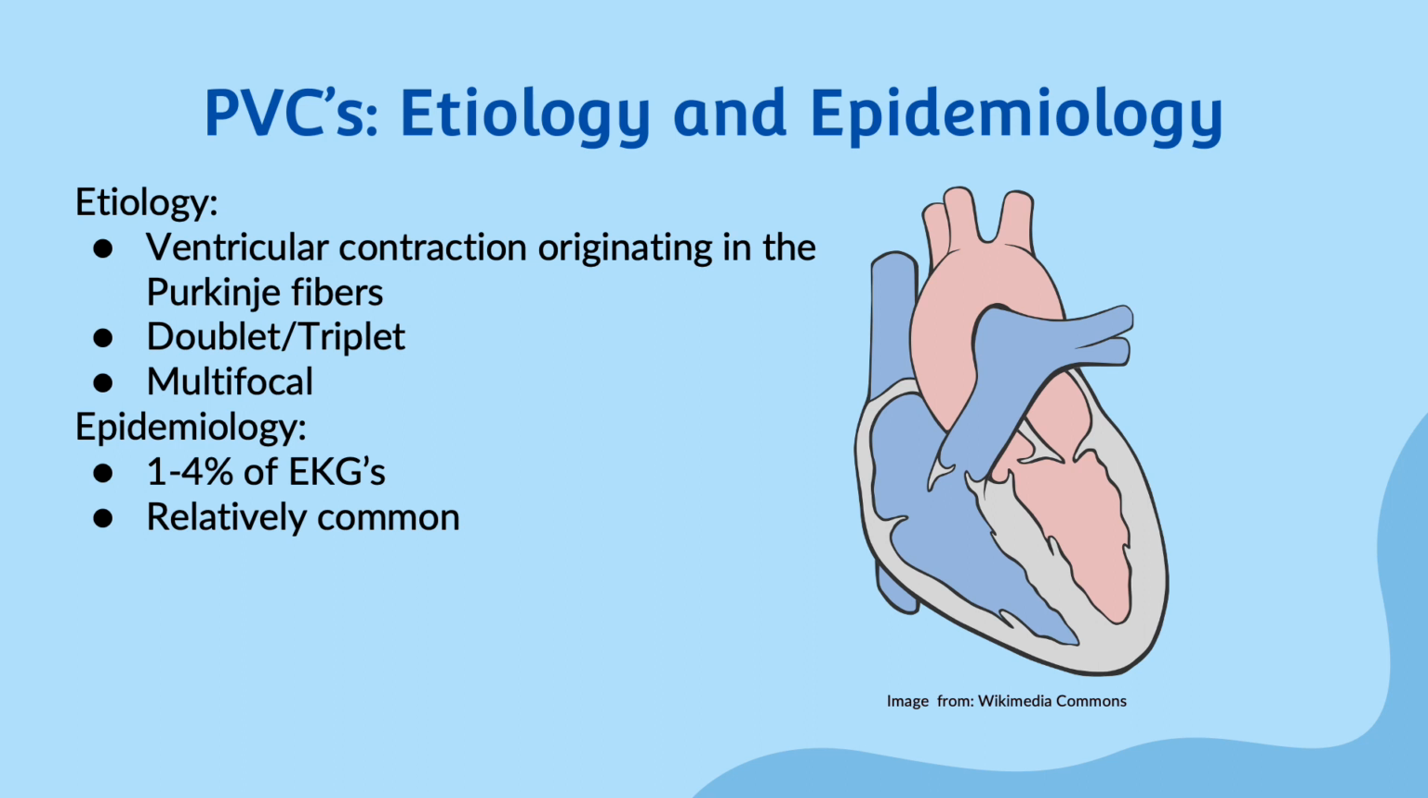Let's start with the etiology of PVCs. The cause of PVCs is the initiation of a ventricular contraction from the Purkinje fibers instead of from a signal that traveled from or originated in the SA node. If two occur back-to-back, this is called a doublet, while three are called a triplet. Any more than that would be considered ventricular tachycardia. Additionally, if the PVCs have different waveforms, then they are called multifocal, as they are originating from different sources.